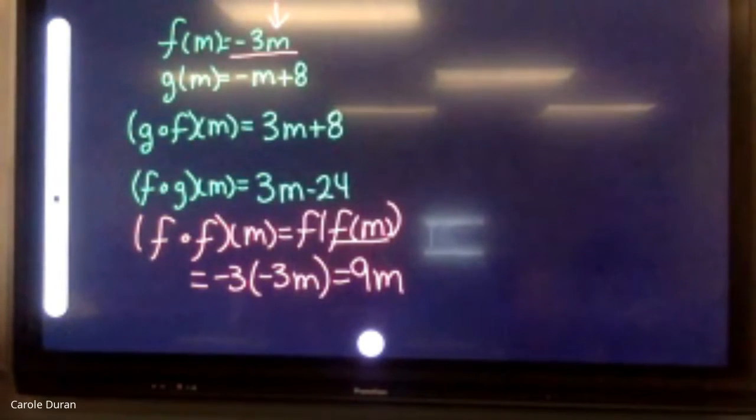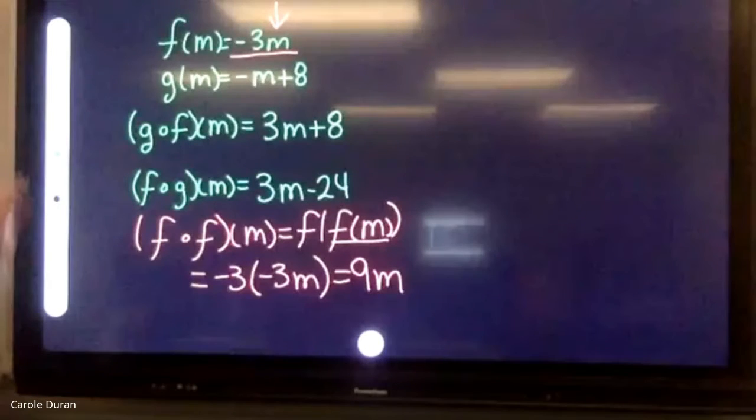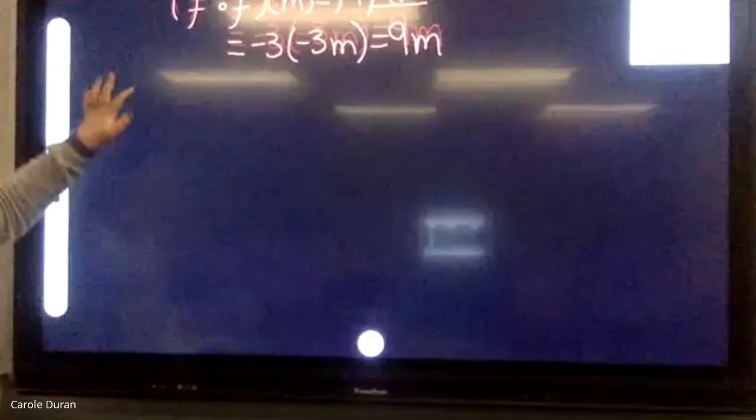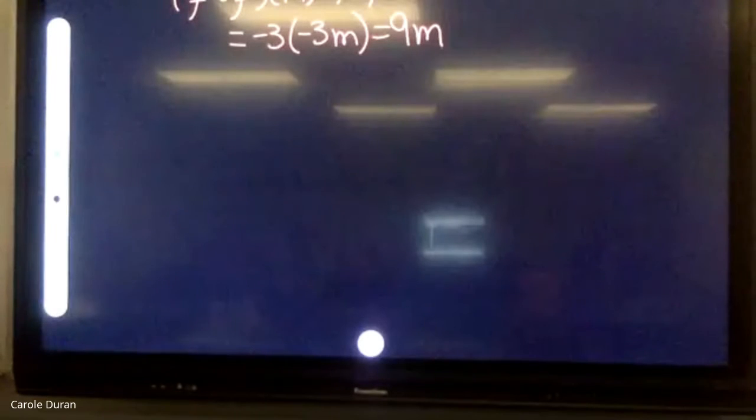It is also possible to have the composition of more than two functions. If that is the case, we always work from the inside out. So for example, I'm not going to give you actual functions because this is not on your homework, but it is a question that we can definitely work through.